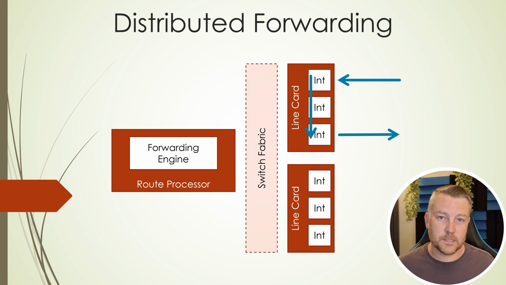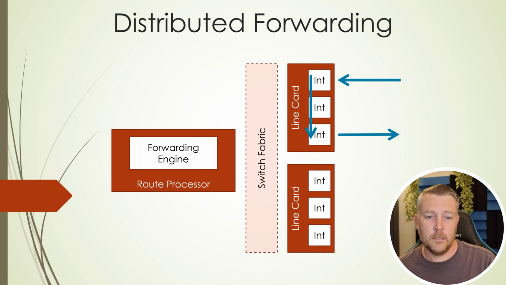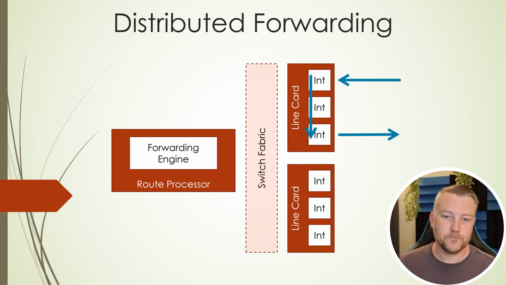On a Cisco device, that uses DCEF or distributed CEF. That means the CEF structures are downloaded to the line cards so they can make their own decisions on a lot of different packets. This is where hardware components like ASICs or NPUs are used within line cards to make very, very fast forwarding decisions.